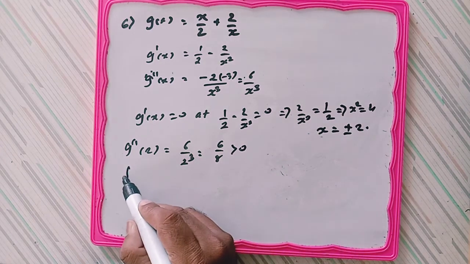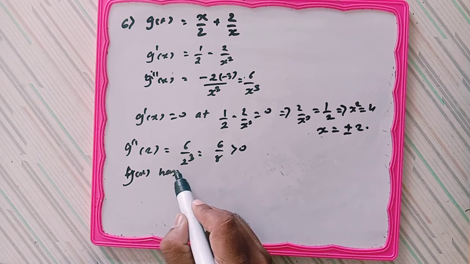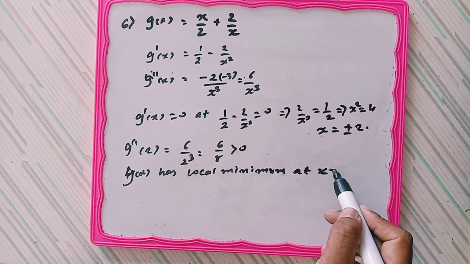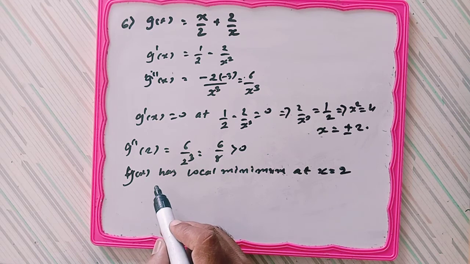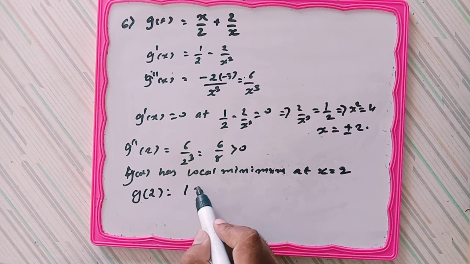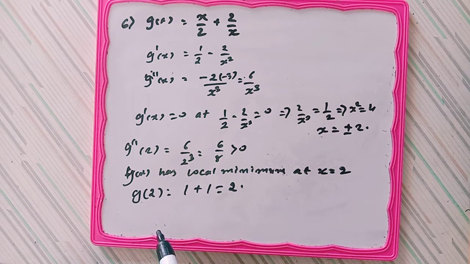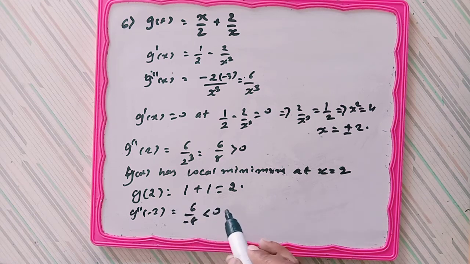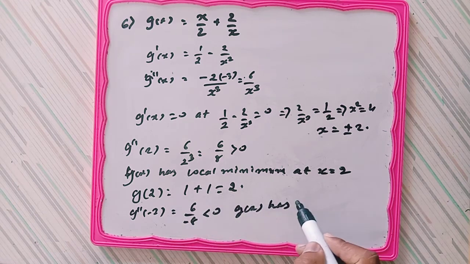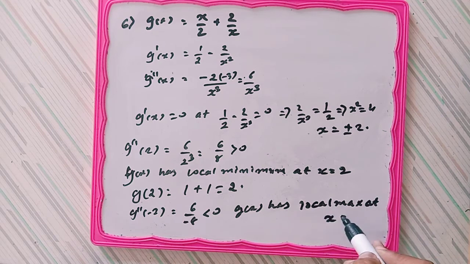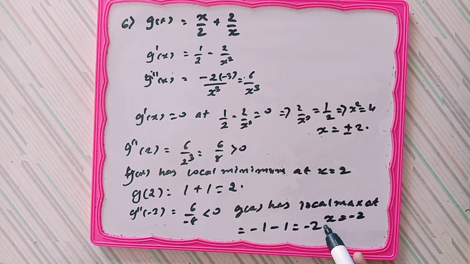and so fx and gx has local minimum at x equals to 2, and it will be g2 will be 1 plus 1, which is 2, and g double dash minus 2 will take, that is 6 by minus 8 less than 0, and so gx has local maximum at x equals to minus 2, which will be minus 1 plus minus 1, which is minus 2.